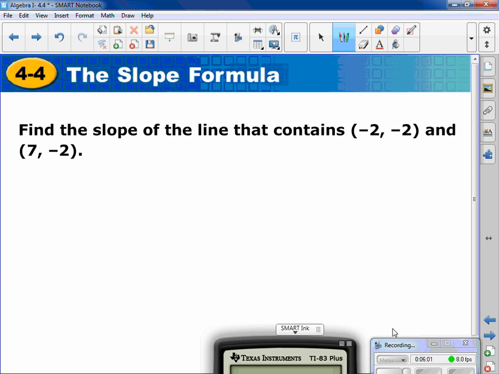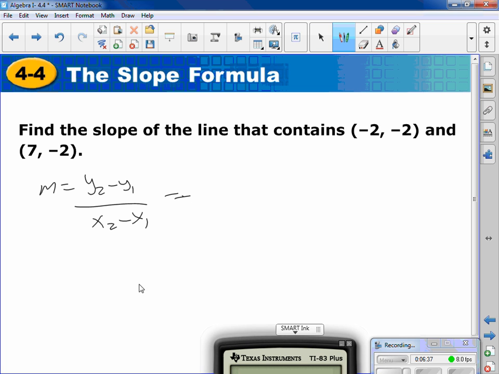Try this one. What's the formula? I know that for a lot of you, it's the first time you've ever seen it. The more you write the formula down, the better you're going to be at remembering it. m equals y2 minus y1 over x2 minus x1. If you write the formula down, you're going to remember it better. And number two, you're going to see what numbers need to go in there.